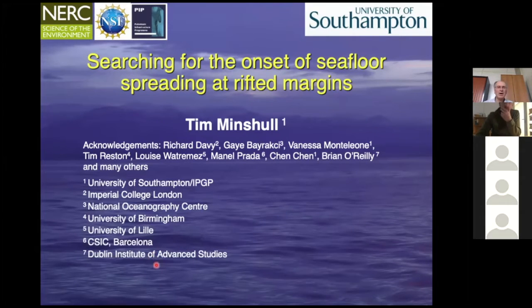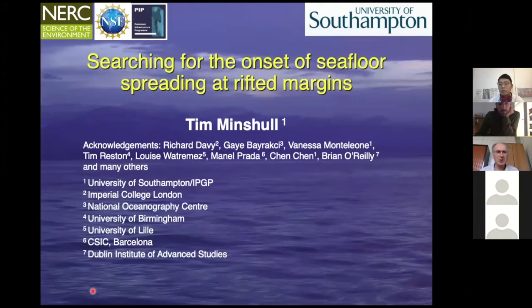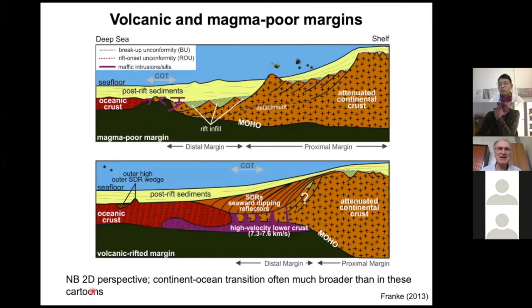Okay, so my title is Searching for the Onset of Seafloor Spreading at Rifted Margins. I'm going to try and synthesize some work on this topic over about the last 15 years, in which I've worked with lots of other people. I've added some of the names in the acknowledgements there, but there's lots of others too.